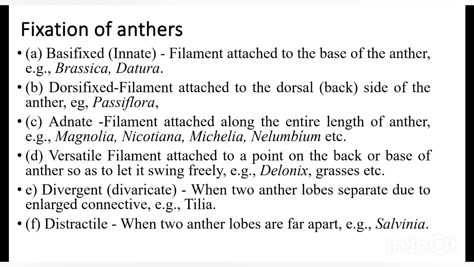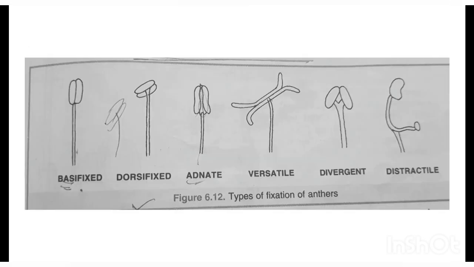Then versatile, when the filament is attached to the point on the back of the anther so as to let it swing freely, as present in Delonix and grasses. Then divaricate or divergent, when two anther lobes separate due to an enlarged connective, as present in Tilia. Then distractile, when two anther lobes are far apart, as present in Salvia.